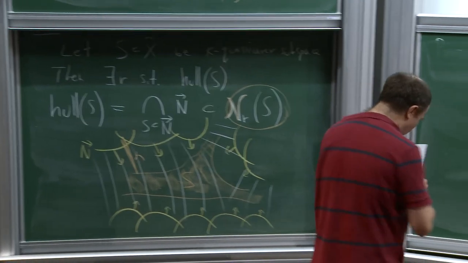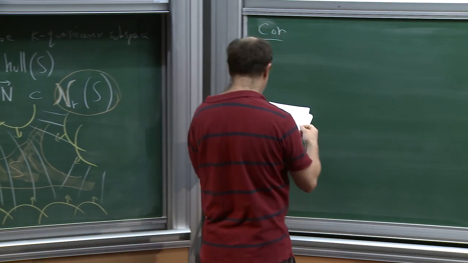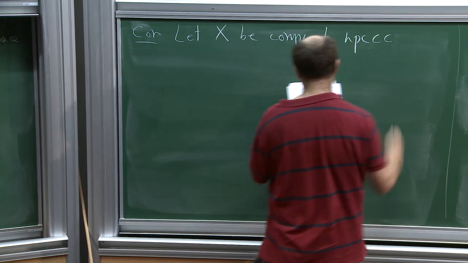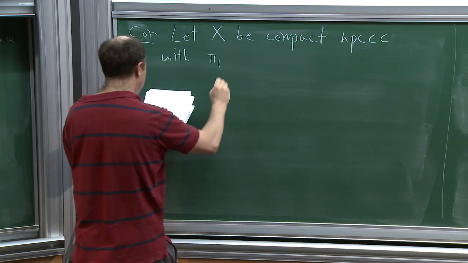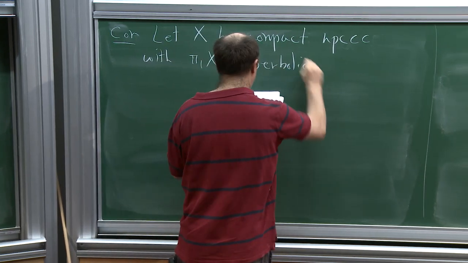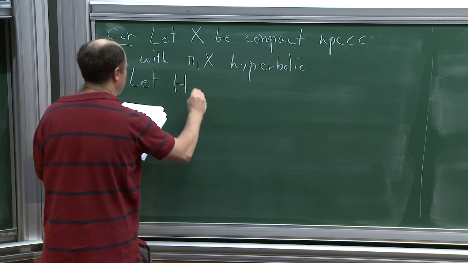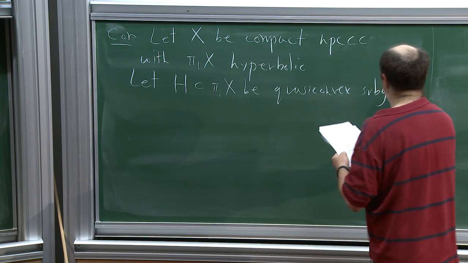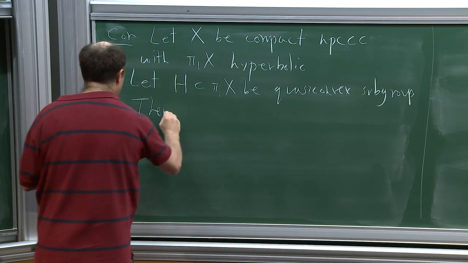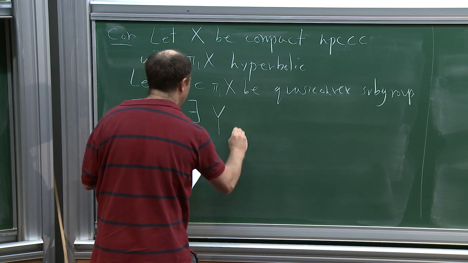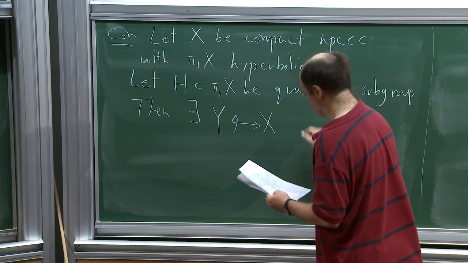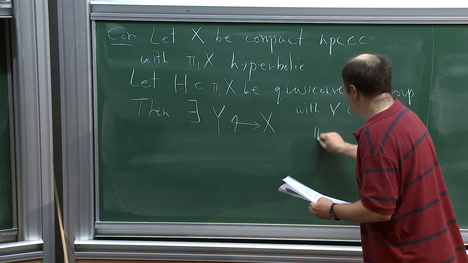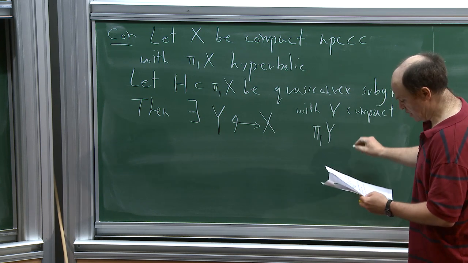Now the corollary of this is very, very important. It's critical. Let X be a compact, non-positively curved cube complex with pi 1 of X hyperbolic. Let H be a quasi-convex subgroup. Then there exists a local isometry from Y to X with Y compact and pi 1 of Y mapping to H. So I'll just say equals H.